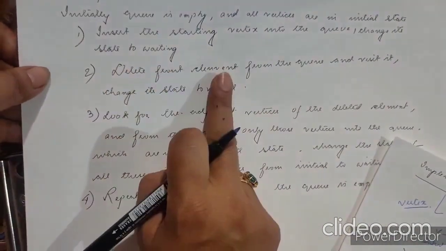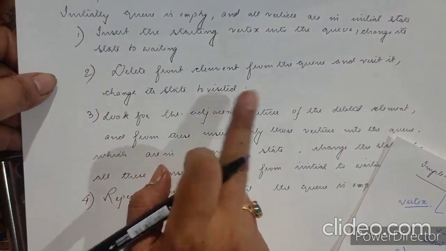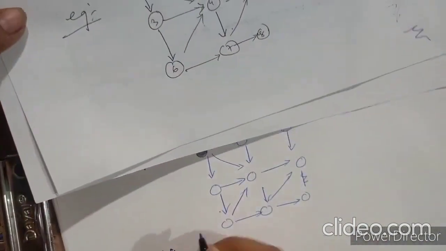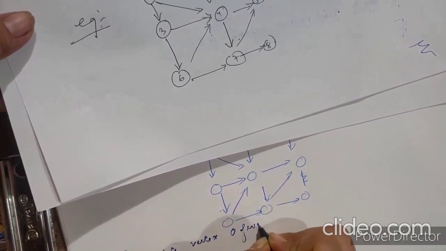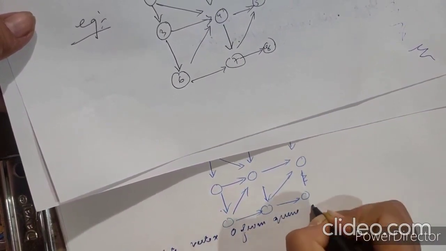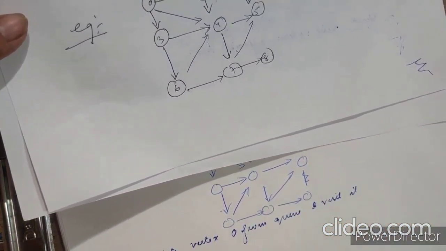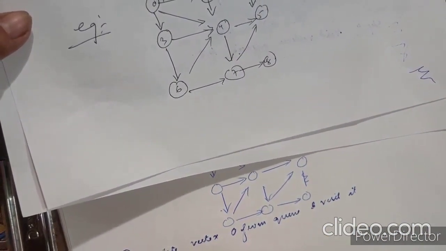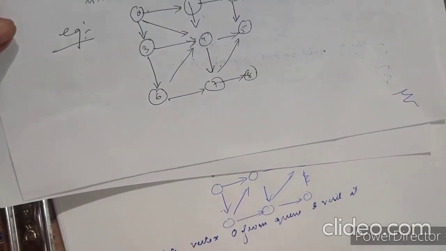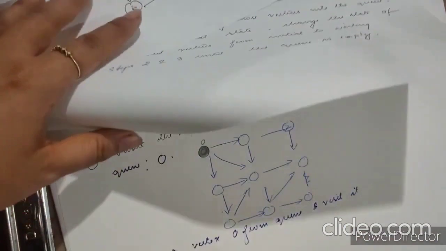Next, the second step says delete the front element from the queue and visit it, change its state to visited. So we are going to do the deletion. Delete vertex 0 from the queue and visit it. So the traversal is 0. Now how is the graph going to look?